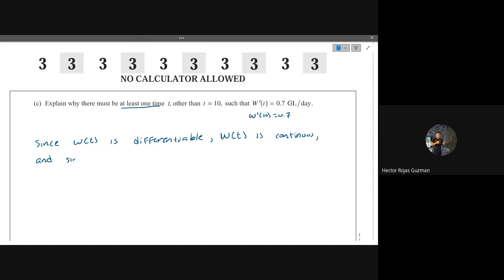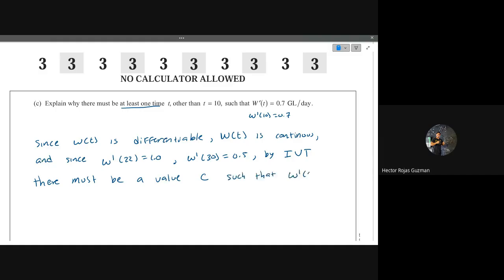And since W prime of 22 is equal to 1.0, and W prime of 30 is equal to 0.5, by the intermediate value theorem, there must be a value C. You can call it whatever you want, but we're going to say C, such that W prime of C equals 0.7. That's all you have to say.